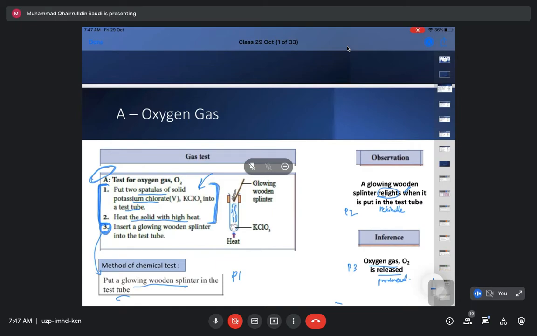So in this particular experiment, the theory is when we heat potassium chlorate with a high heat, oxygen gas will be produced. So we want to test whether it is really oxygen gas that is produced. So what should you do? You should put a glowing wooden splinter into the test tube, and what is the observation? The glowing wooden splinter will rekindle or relight. And what does that show? That shows that oxygen gas is released. Is my explanation clear? What should you know actually in our topic today?